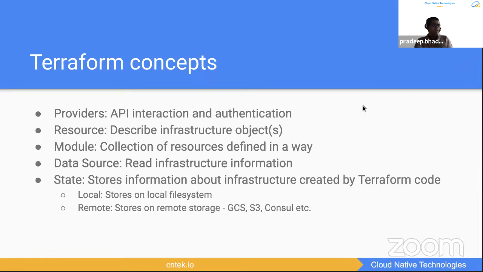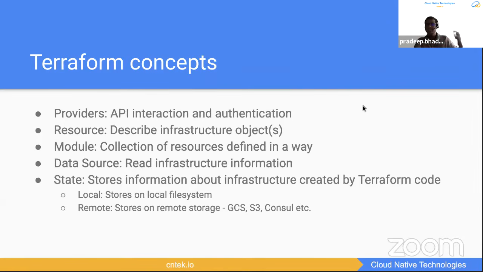Data source allows us to read the object properties which are already there in the cloud. For example, there is a VPC network which was already created by maybe a gcloud command or by some other script or manually, and I want to have that network URL in my Terraform code. So instead of hard coding or running a gcloud command to get it, I can use the Terraform data source to read the network properties and get me the URL.